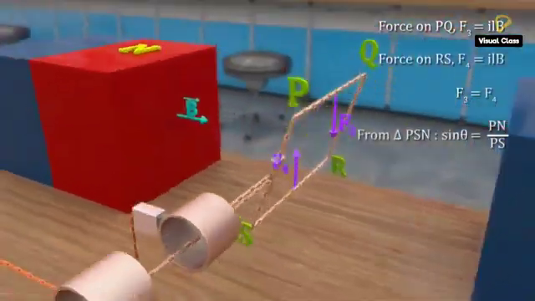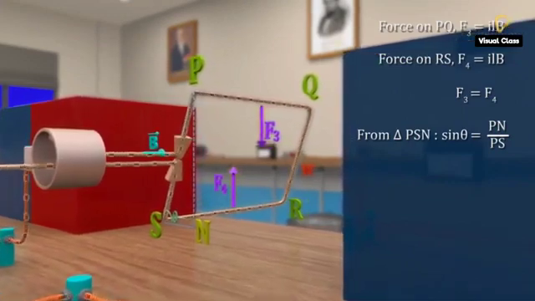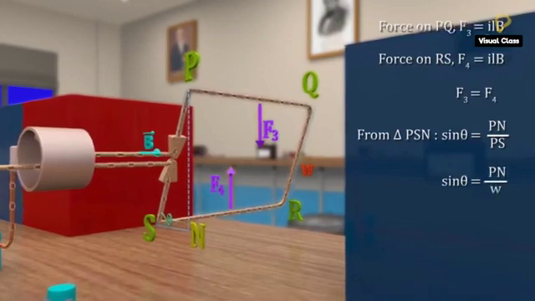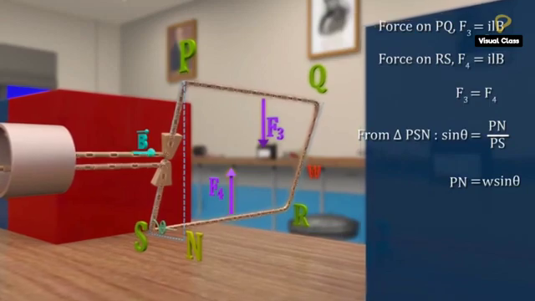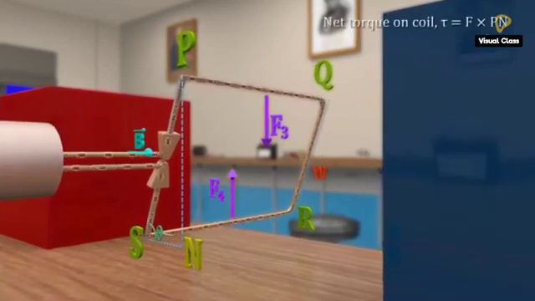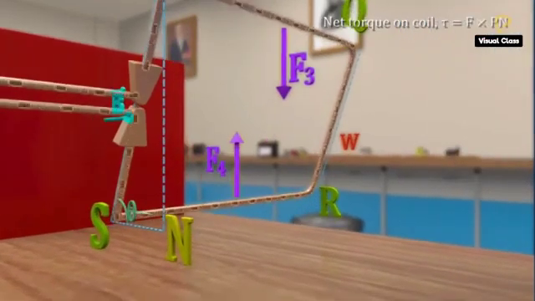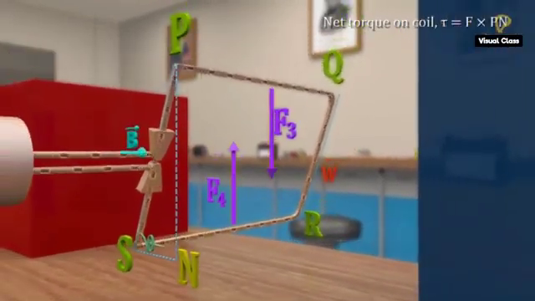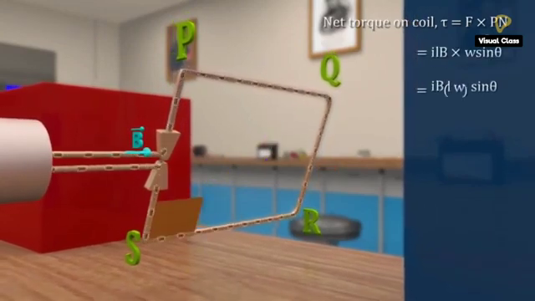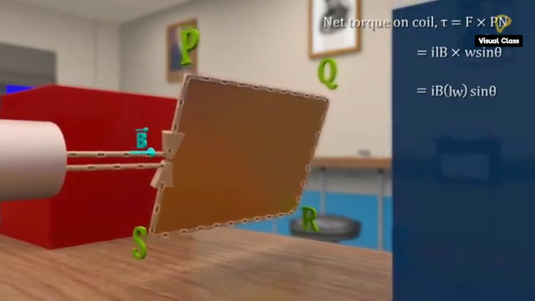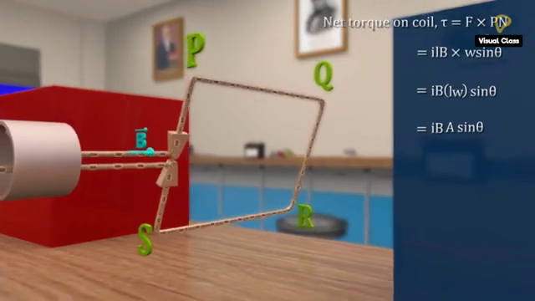From triangle PSN, sin theta is equal to PN by PS. This gives the distance between the forces, PN, equal to W sin theta. Net torque acting on the coil is equal to the product of the magnitude of force and the perpendicular distance between the forces. WL is equal to the area of the loop. Hence, torque on the coil is equal to IBA sin theta.